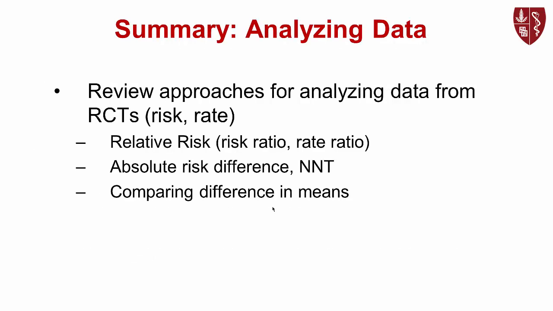So in this module 2, we have reviewed approaches for analyzing data from RCTs. We've talked about the relative risk as it may be estimated using 2 risk ratios or 2 rate ratios. We've talked about the absolute risk difference and number needed to treat. And although I haven't given you a specific example, just keep in mind that if the outcome measure is continuous in nature, the researcher might be reporting a difference in these 2 group means.